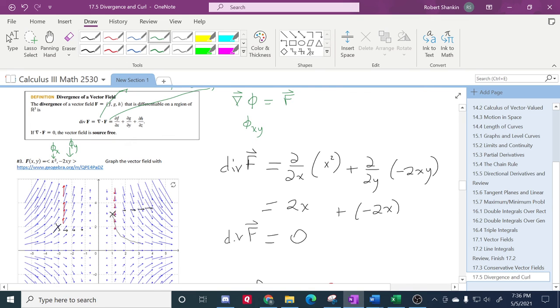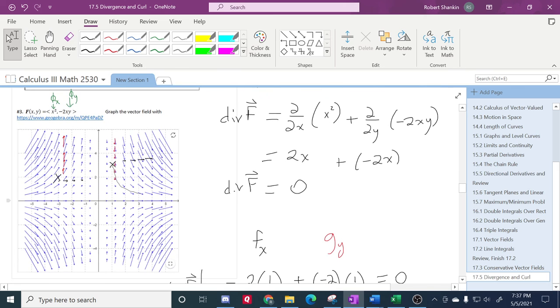So I take the derivative of this with respect to y, and I would get 0. And then I do this one. You take that derivative with respect to x, and I get negative 2y, and these don't match. Therefore, it's not conservative, and therefore this is going to have some rotational effect.